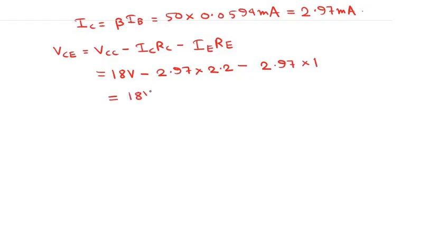So 18 volts minus 2.97 into 3.2. Let me check this value over here. 18 minus 2.97 into 3.2 is basically 8.496. So 8.496 volts over here. So we have found out the value of VCE. This problem is not difficult, as you can understand. It's not much difficult to solve. So this kind of problems you can actually expect in the examination.